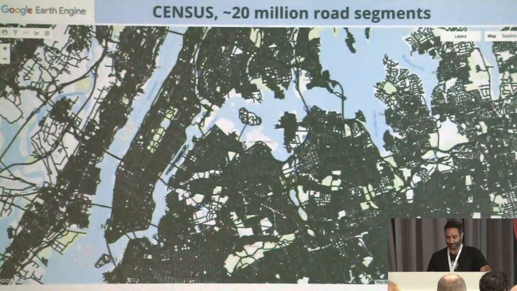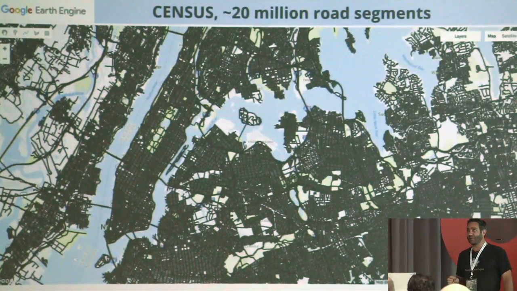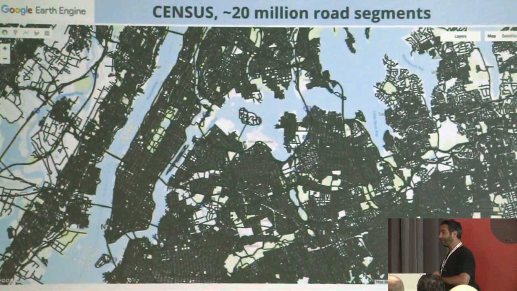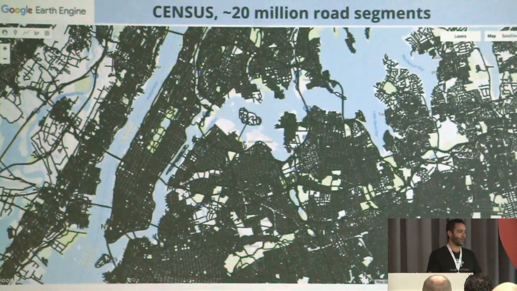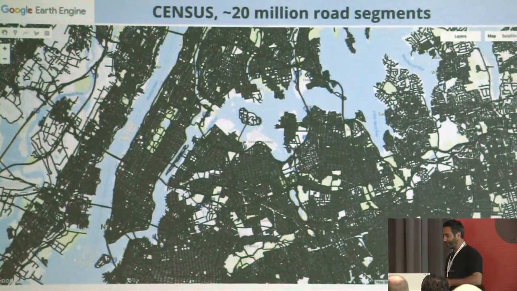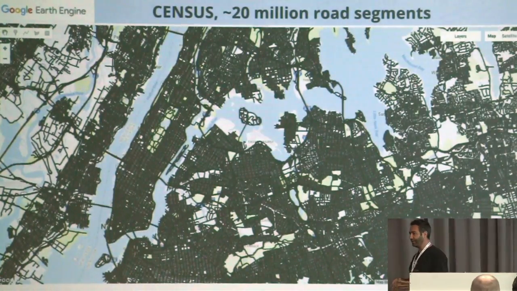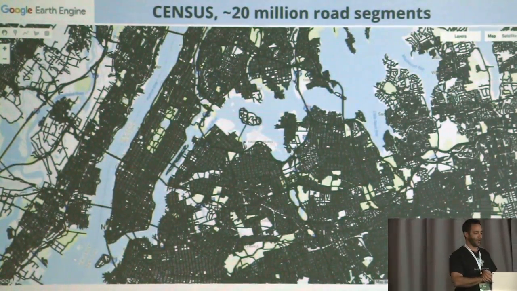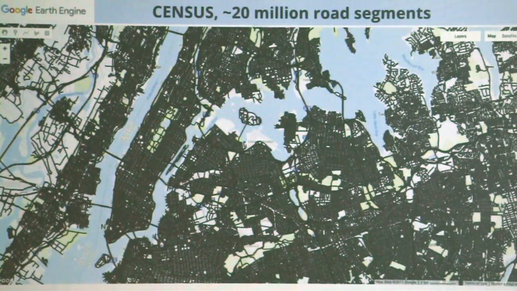And here are some examples. Roads. These are census roads, about 20 million road segments. This is for the United States, but hopefully we can get more roads in the future. And this stores attribute data like the road type. Is this a surface road or a freeway or a county road or so on? That's a lot of roads.